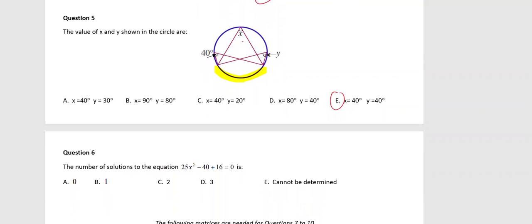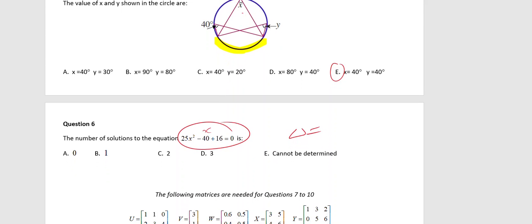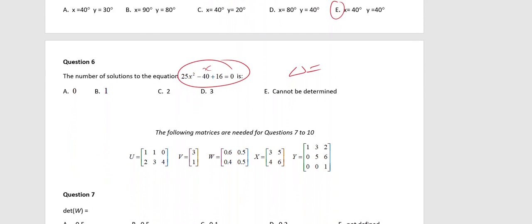Question 6, the number of solutions. Now, we haven't really learnt this, and I think it's missing next year. Just be aware of that. For solutions, you do need to get something called the discriminant. We won't go over that in detail because we didn't cover it, so I'm just going to skip that question.